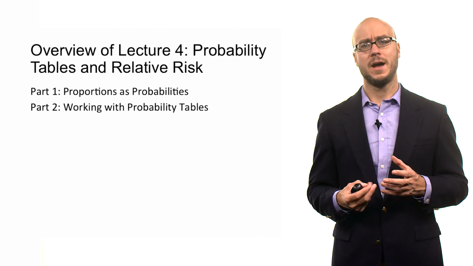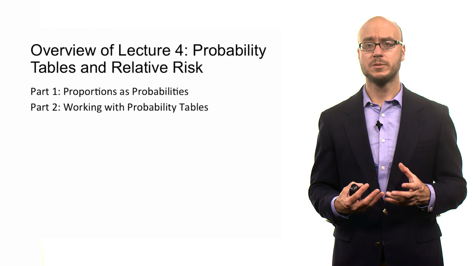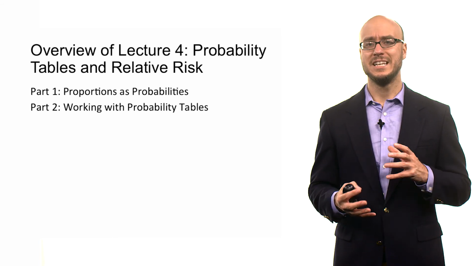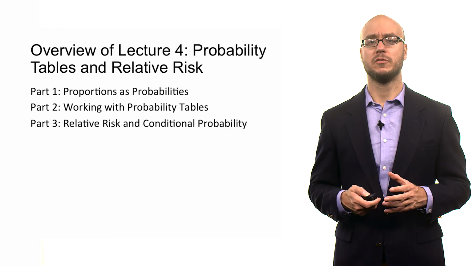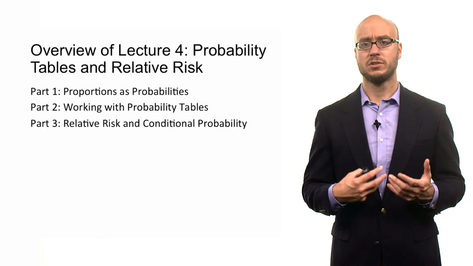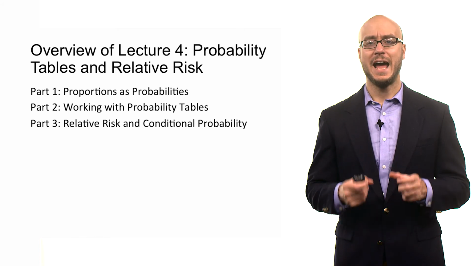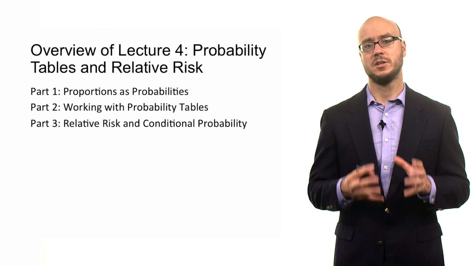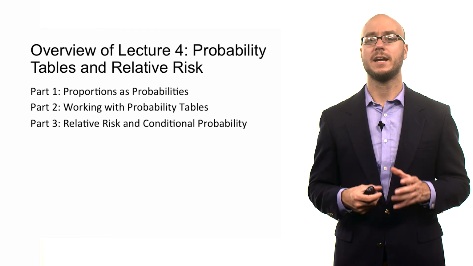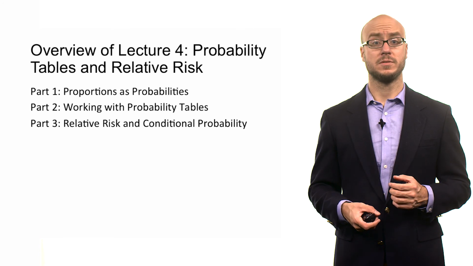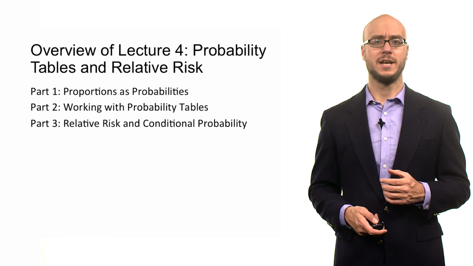And then we're going to talk about the concept of probability tables. We've already actually seen this in the sense that a probability table is really basically a table of proportions. And then we're going to move to this idea of conditional versus unconditional probabilities, and then finally to this concept of relative risk, this measure of association when you have two binary categorical variables. And with that, we will start this week by first talking about proportions as probabilities.